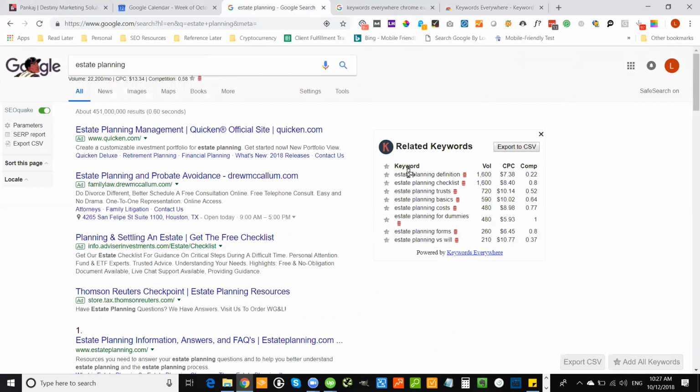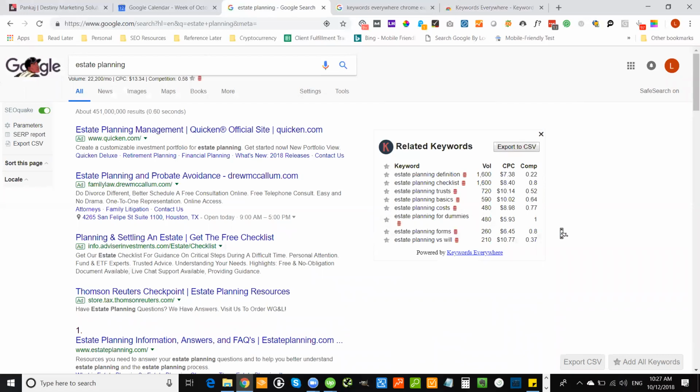So back to explaining the Keywords Everywhere extension. So you can see here, there's a volume column, VOL stands for volume, CPC again stands for cost per click, and then comp stands for competition.